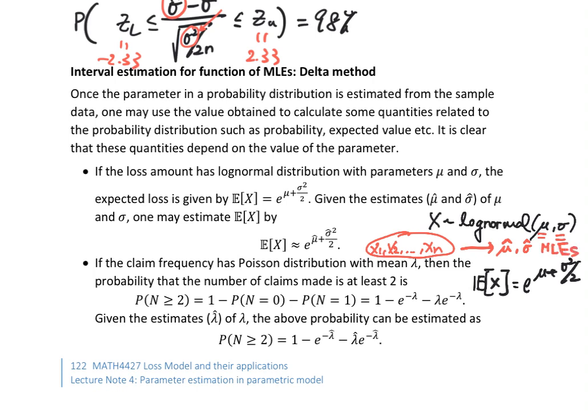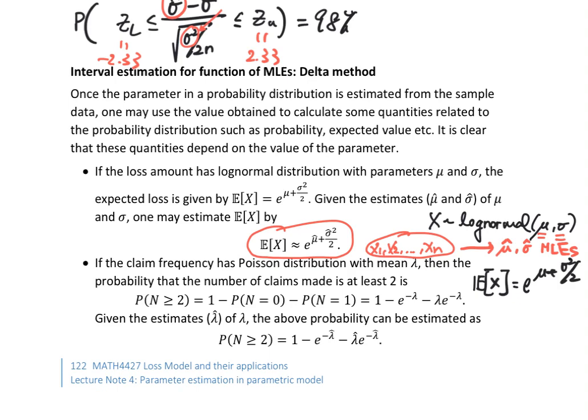Once you get the estimates mu hat and sigma hat, you can estimate the expected value of x through this simple approach, through this formula: simply replace mu and sigma by your MLE. Then you will get your estimate of the expected value. This is how we do the estimation.